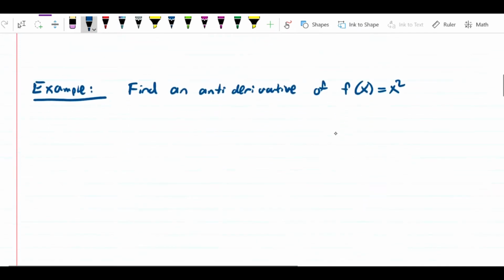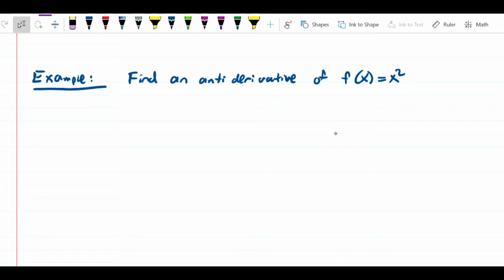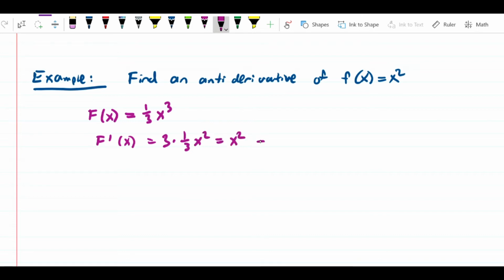So here's an example. Find an antiderivative of f of x equals x squared. So we're just looking for a function whose derivative is x squared. The answer is, and I'll show you the rule for this a little bit later, we would write capital F of x is equal to 1/3 x cubed. Now, how do we know that this is an antiderivative of lowercase f? Well, we can find its derivative. We can simply say capital F prime of x is equal to 3 times 1/3 x squared, which is just x squared, and that equals f of x. So it's clear that capital F is in fact an antiderivative of lowercase f.